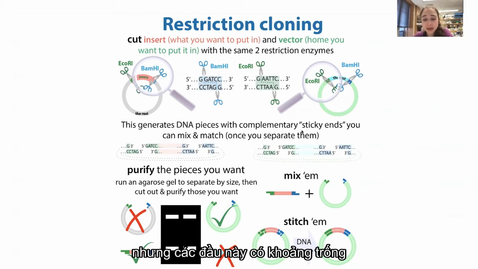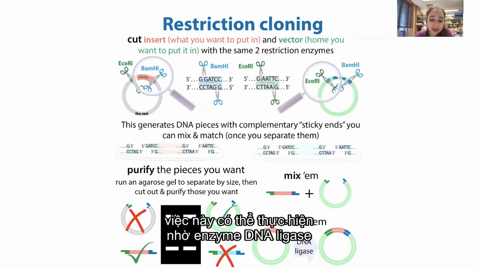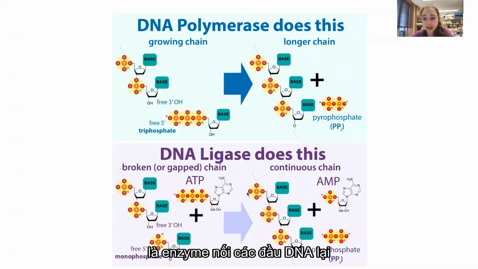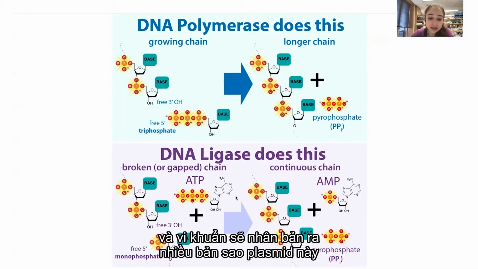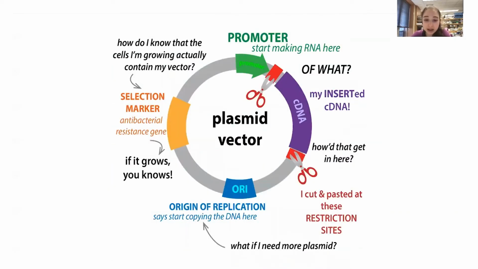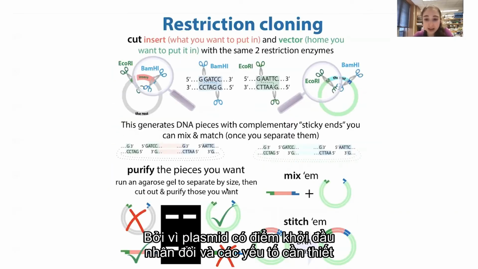They have these complementary ends, but these ends have holes, and so these ends are going to need to get stitched together. This can be done by DNA ligase, which can stitch together those ends. And then you stick it in bacteria, and the bacteria are happy, and they'll make lots and lots of copies of this plasmid because it's got that origin of replication and that sort of thing.